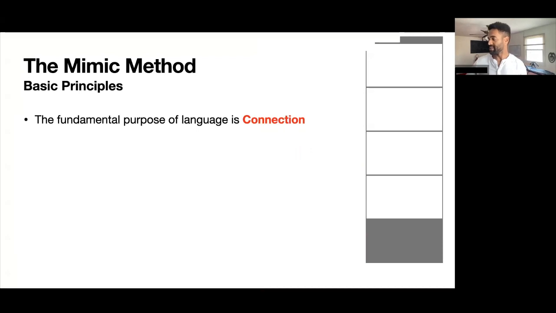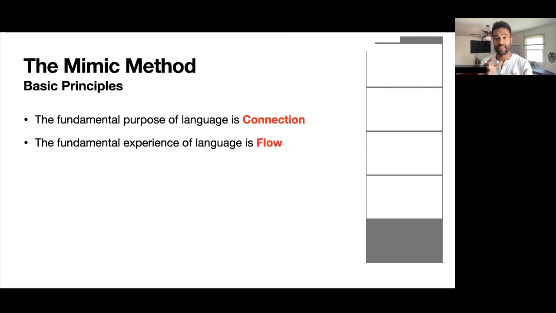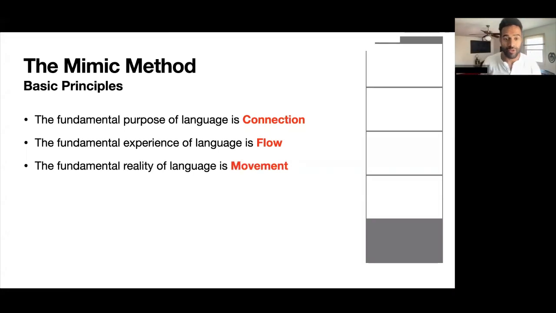Basic principles of the Mimic Method. The fundamental purpose of language is connection, so we can understand each other through heart and mind. And the fundamental experience of language is flow. That's a state of mind you enter into when things are flowing out of you and information is flowing into you and you kind of lose your sense of time and space. That is what's going on there, flow. And the fundamental reality of language is movement. Everything I'm doing right now fundamentally is just me moving parts of my body and producing sound effects with those movements, right?